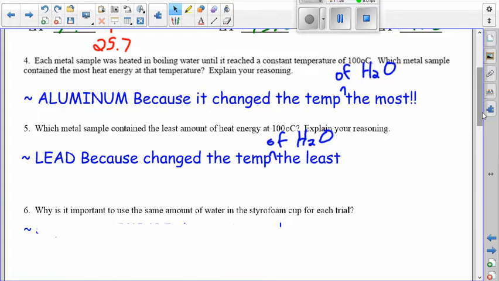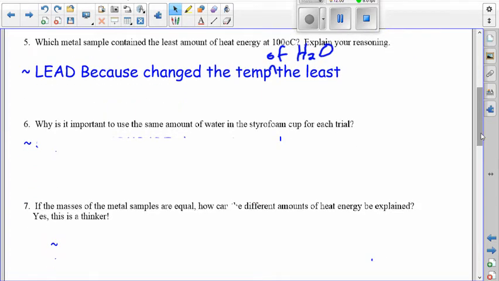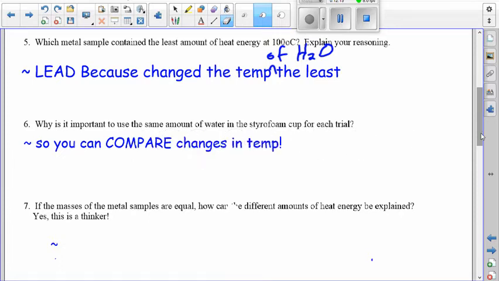So you have to keep the amount of water constant, okay? Because you only want one thing to change in between the three. So the only thing we changed was the metal, but if we changed the amount of water and the metal, now we don't know what caused the change in temperature the most. Was it because it was a different metal, or was it because it was a different amount of water? Yep. It's important to keep everything the same so you can compare the changes in temp. You can't compare them. You got apples and oranges unless you have the exact same amount of water.